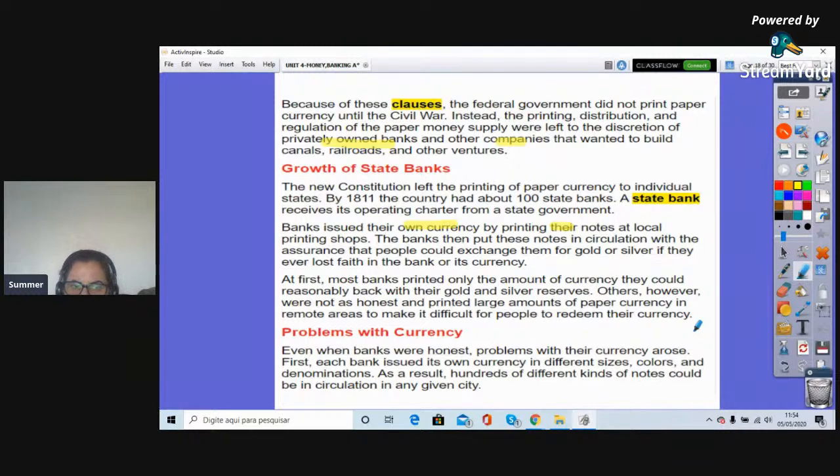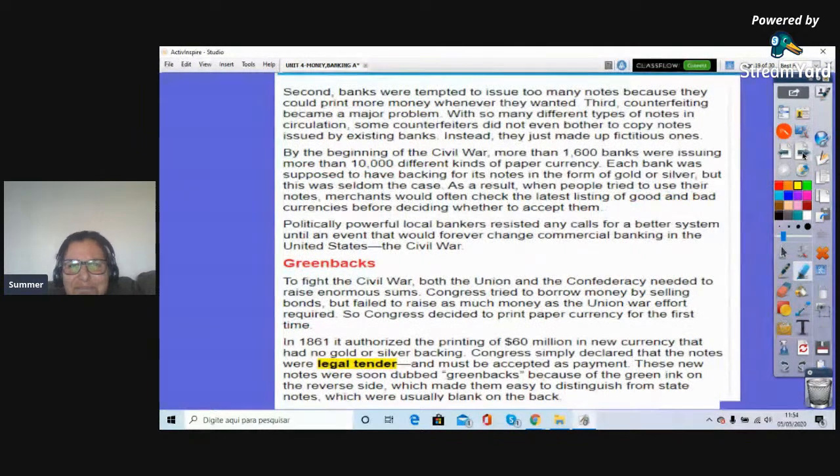So, problems with currency. Even when banks were honest, problems with their currency arose. First, imagine each bank issued its own currency in different sizes, colors, and denominations. It was a mess. As a result, hundreds of different kinds of notes could be in circulation in any given city. There was absolutely no control.